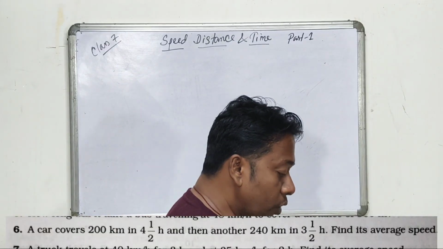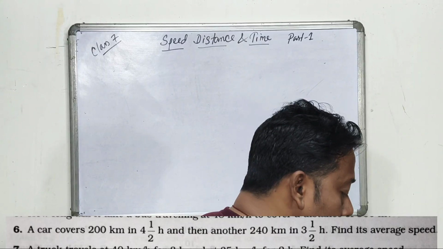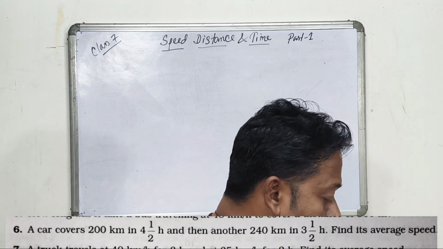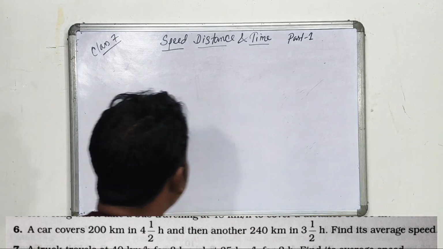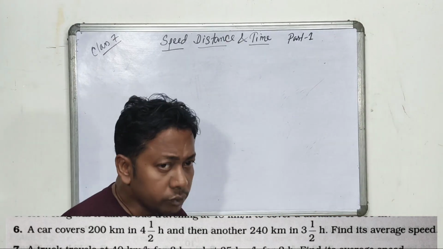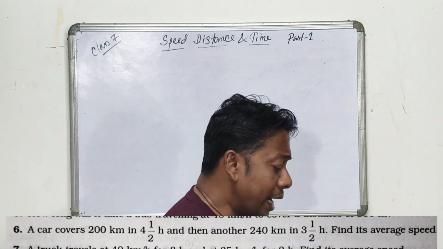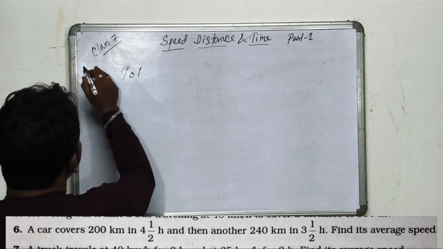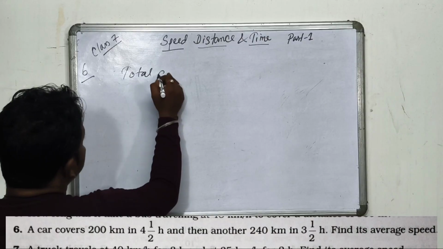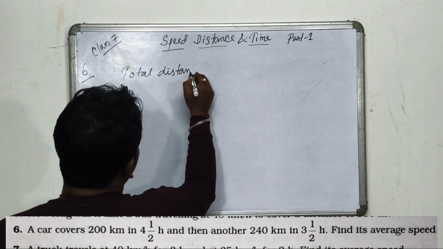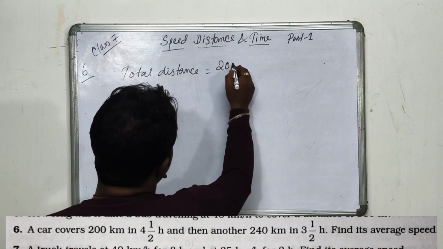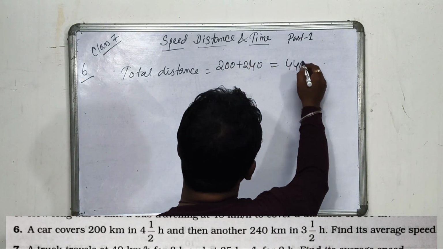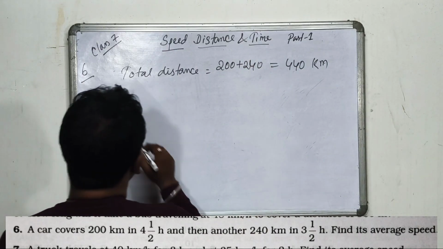Now question number 6. A car covers 200 km in 4.5 hours and then another 240 km in 3.5 hours. Find its average speed. So first we have to add the total distance. Total distance is 200 plus 240, that is 440 kilometers.